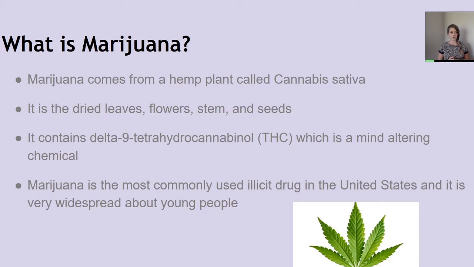So what is marijuana? Marijuana comes from a hemp plant called Cannabis sativa. It is dried leaves, flowers, stems, and seeds. It contains delta-9 tetrahydrocannabinol, and that's called THC, and it's a mind-altering chemical. Marijuana is the most commonly used illicit drug in the United States, and it's very popular among young people.